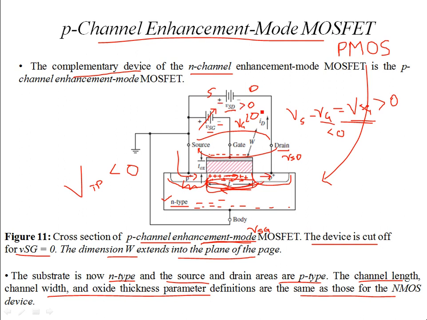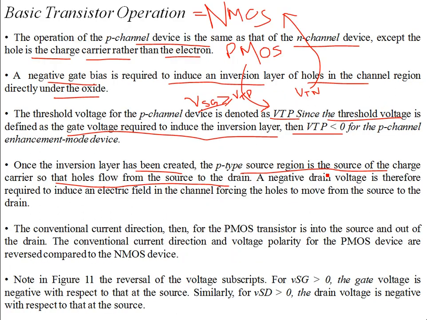But if you keep on increasing VD over here, you are increasing the depletion width, and the point comes when the space charge density at this point becomes 0. That's the point where you call this VSD as VSD sat. You have driven the transistor into saturation, then thereafter increasing VSD doesn't make any change in the drain current. A negative drain voltage is therefore required to induce an electric field in the channel, forcing the holes from the source to the drain.